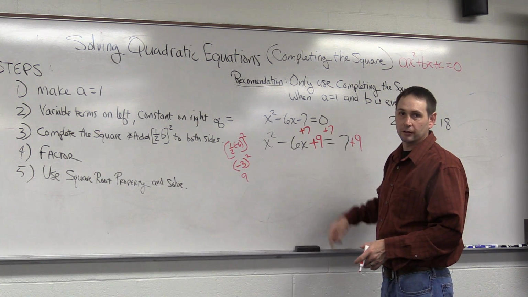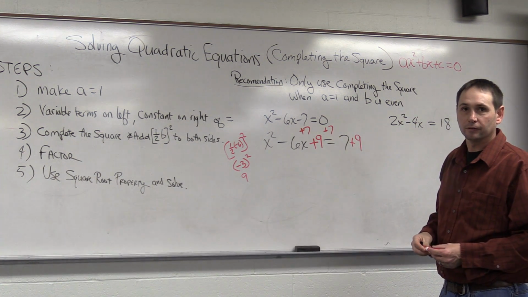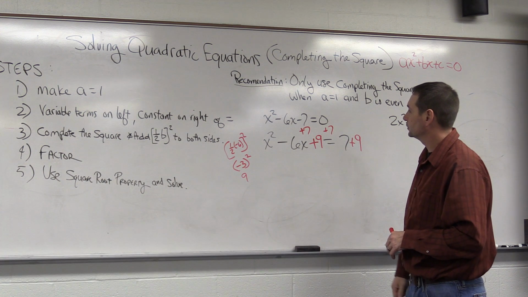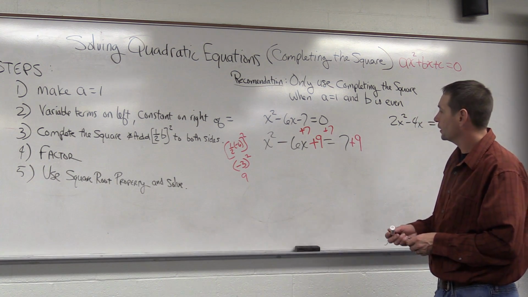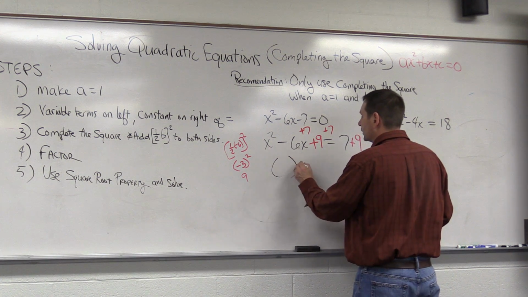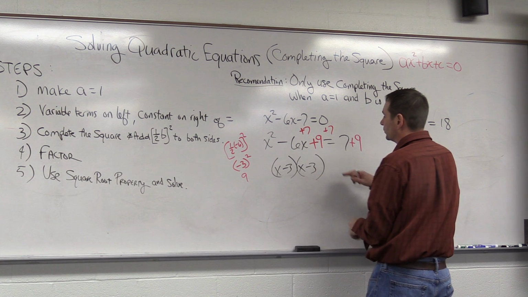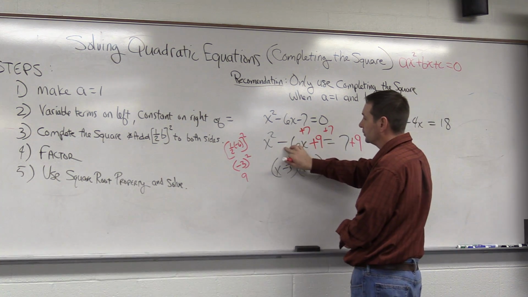I have not changed the solutions to this yet; they're both equivalent equations. So now I want to factor that. You can factor normally if you want to, and you know it's going to be x minus 3 times x minus 3, because what multiplies to be positive 9 and adds to be negative 6 is negative 3 and negative 3.